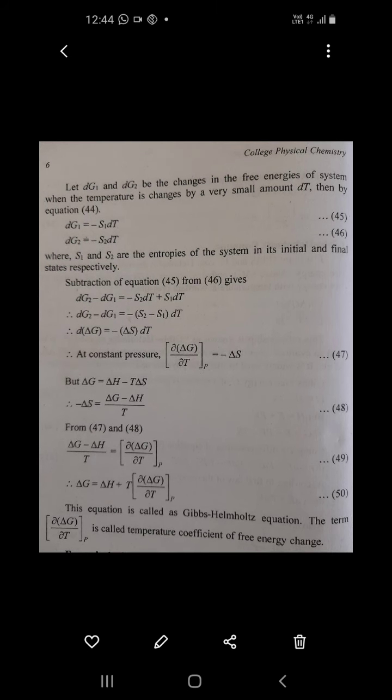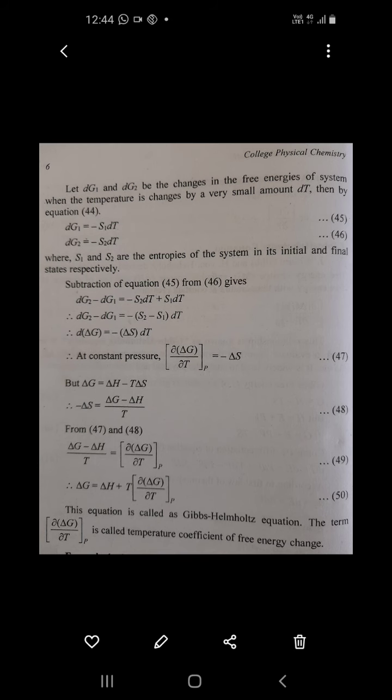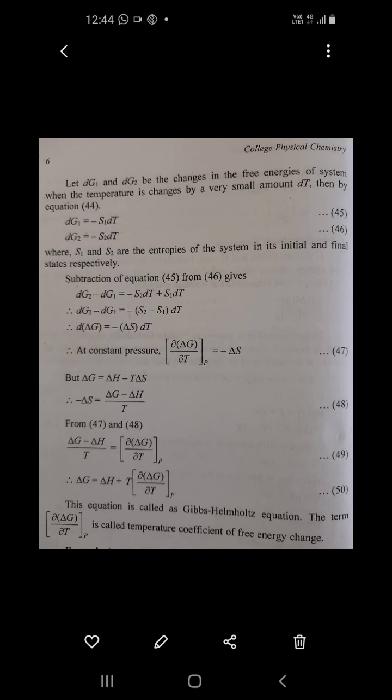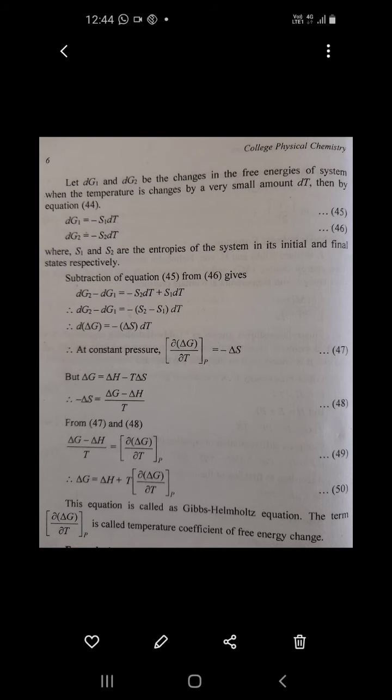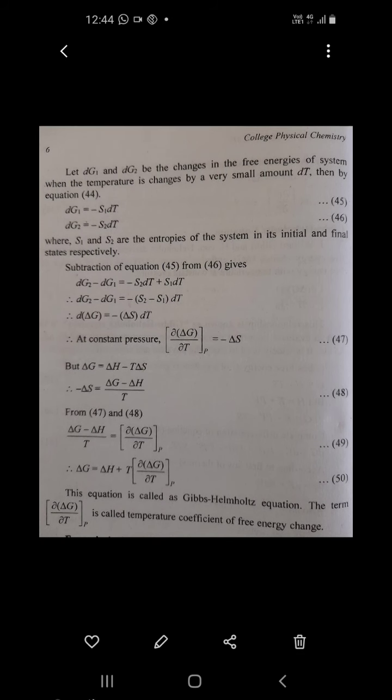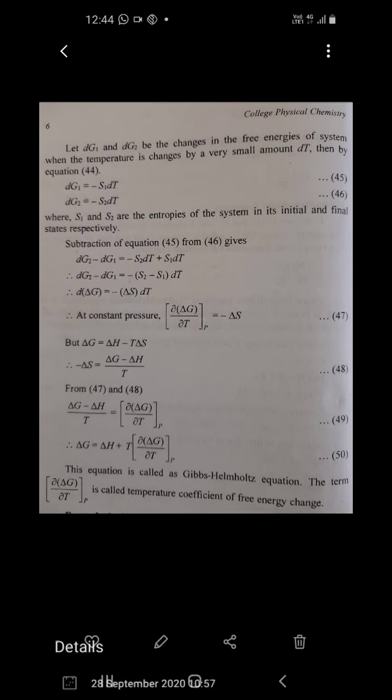From equations 47 and 48, (delta G minus delta H) upon T is equal to the partial derivative of delta G with respect to T at constant pressure P. Therefore, delta G is equal to delta H plus T times (d delta G upon dT) at constant pressure. This equation is called the Gibbs-Helmholtz equation. The term d delta G upon dT at constant pressure P is called the temperature coefficient of the given change.